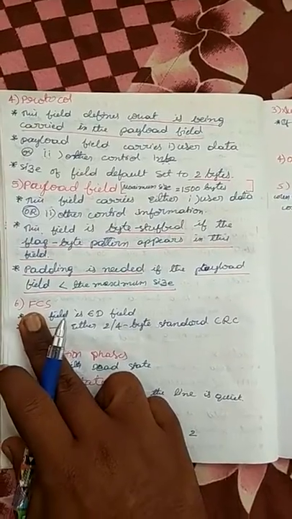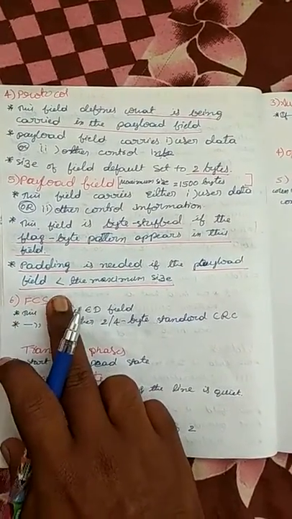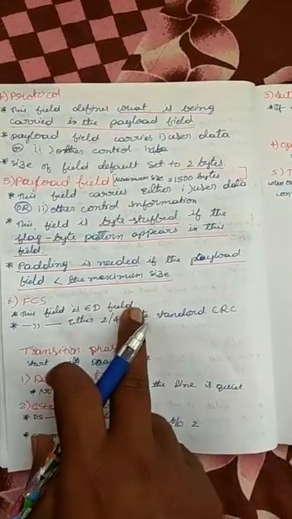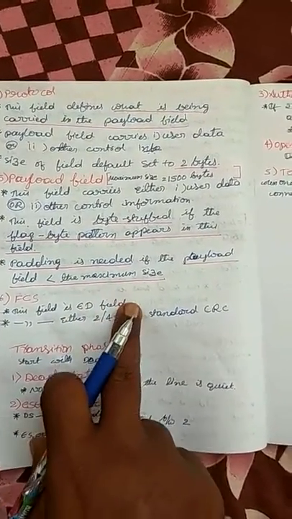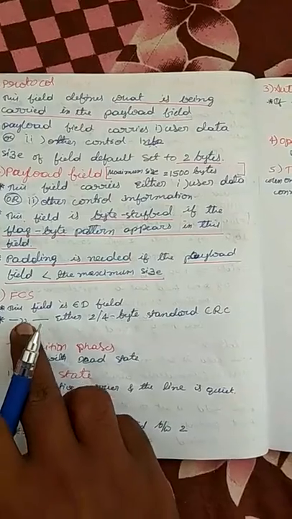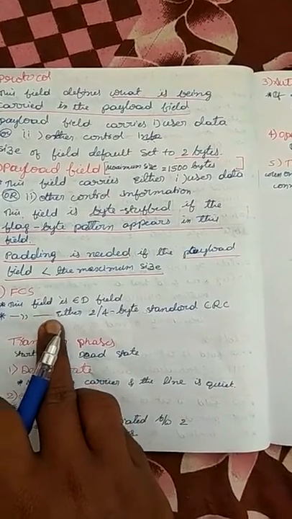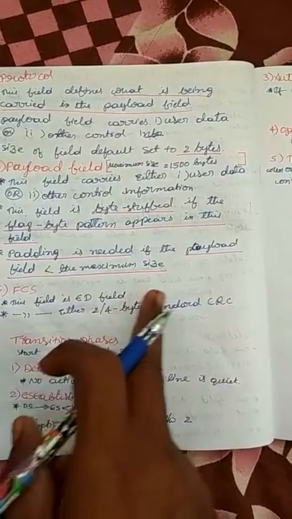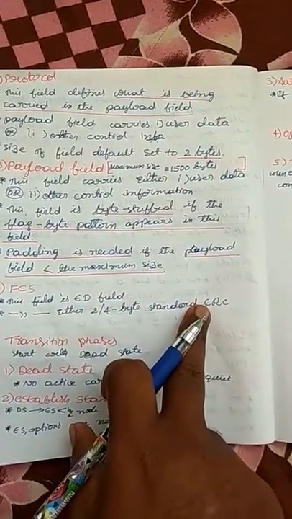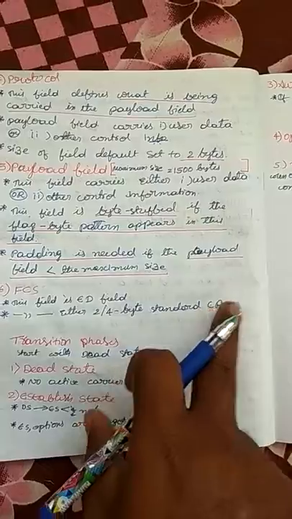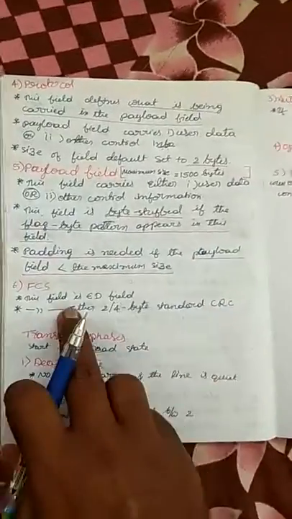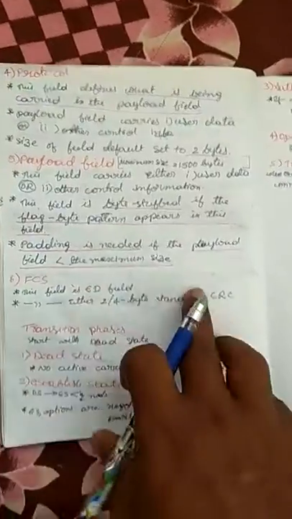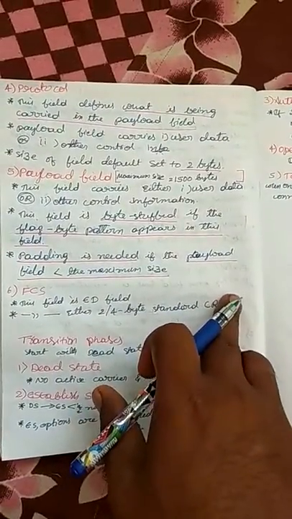Next, the last field is FCS. This field is the error detecting field. This FCS is either 2 or 4 bytes, standard CRC, which means cyclic redundancy check. Because we have to check the error detection, we are using the standard CRC here.